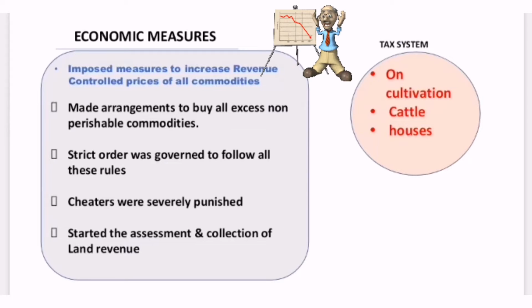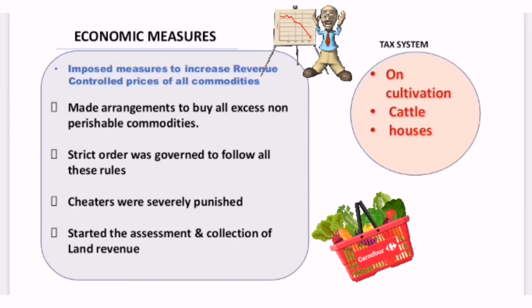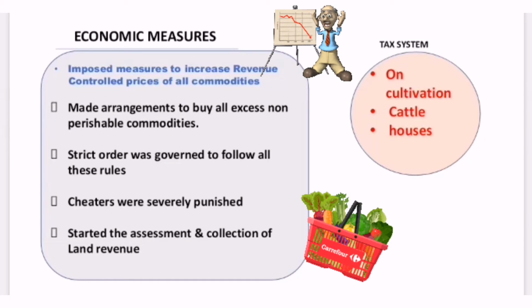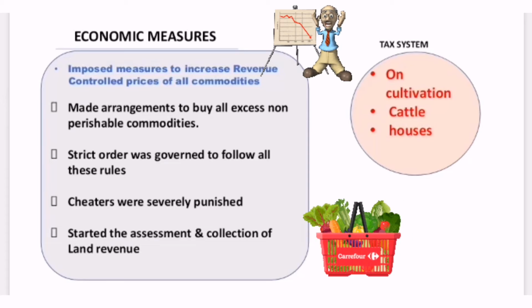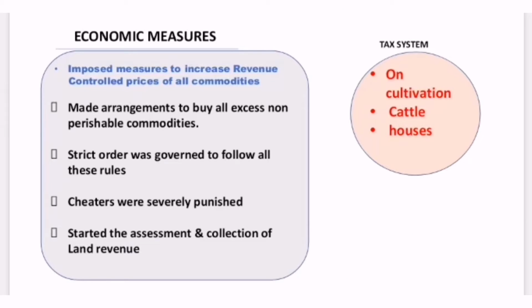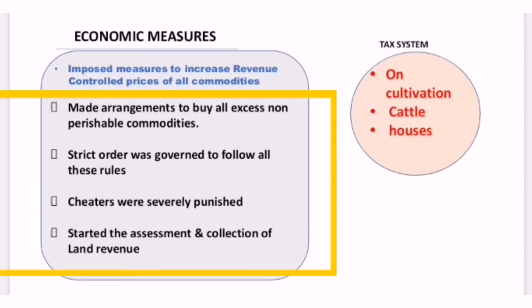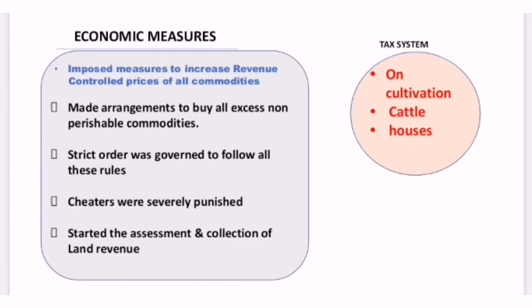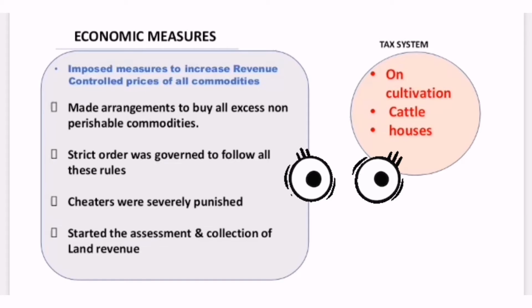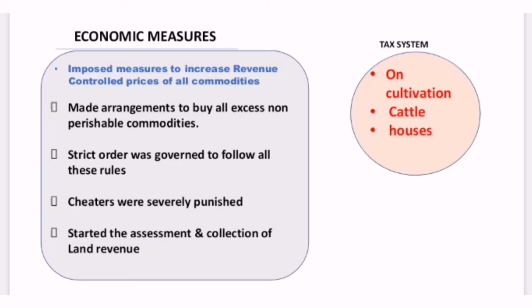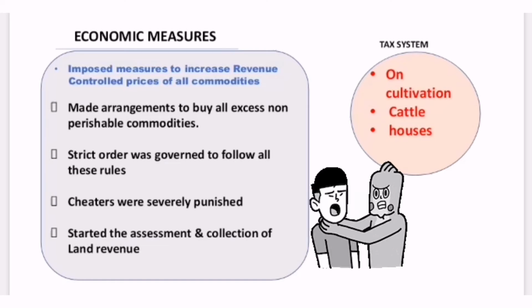Alauddin made many changes in market conditions to keep the price of goods affordable and imposed steps to increase the revenue collection of the kingdom. He made arrangements to buy all excess non-perishable commodities. Alauddin took steps to reduce the price of goods and commodities. He hired spies to keep an eye on the market. Anyone violating the Sultan's order was severely punished.